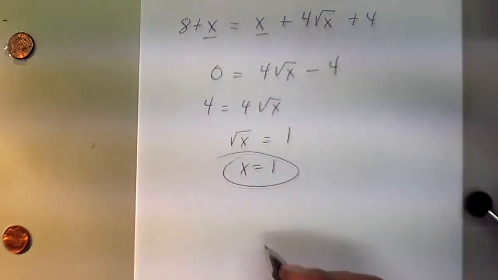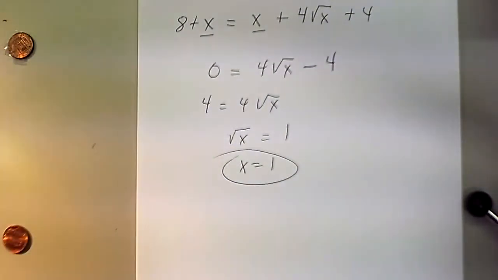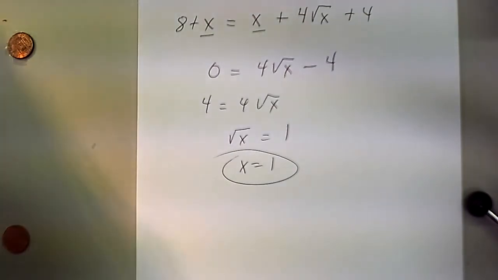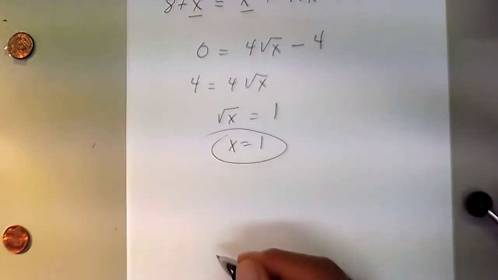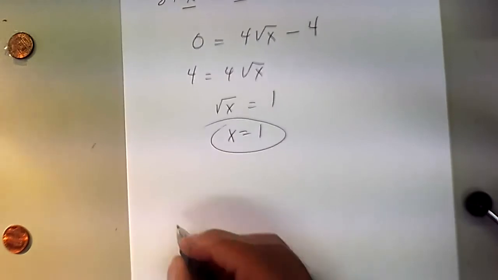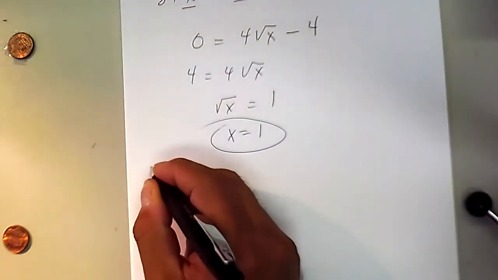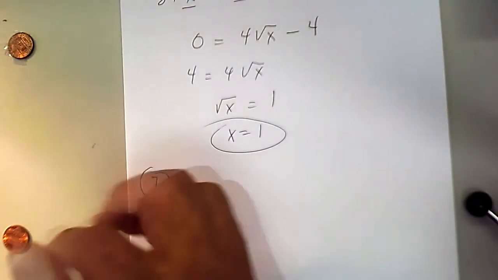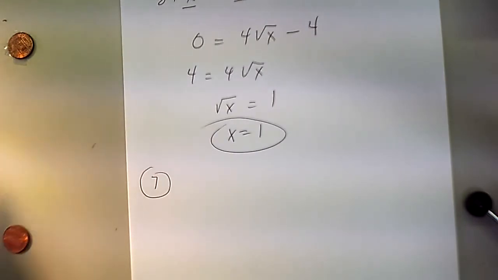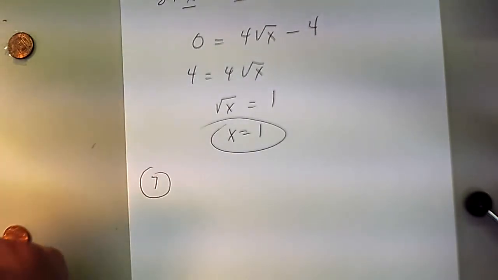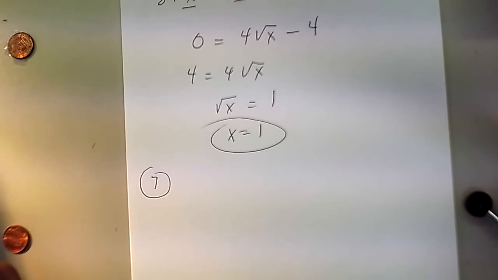All right. Now, what example number did we do? 6. So now let's do 7. I think I copied my wrong problem. Yeah, let's do this one.